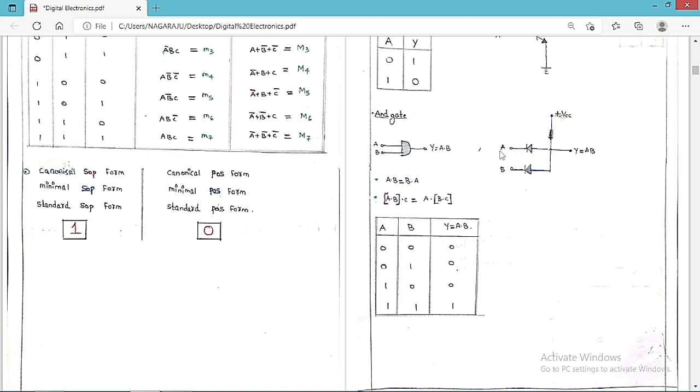Suppose A is equal to 0 and B is equal to 0. These two diodes are on because the anode potential is greater than the cathode potential. So both the diodes are on, and we are going to get 0 voltage now. Suppose A is equal to 0 and B is equal to 1, which means one is open and the other is on, so we are going to get a short circuit and the output is 0. Similarly, if A is equal to 1 and B is equal to 0, one is an open circuit and the other is a short circuit, so the output is equal to 0.